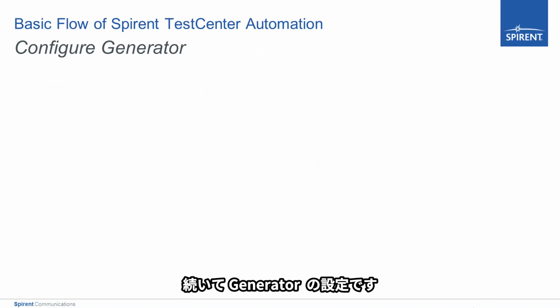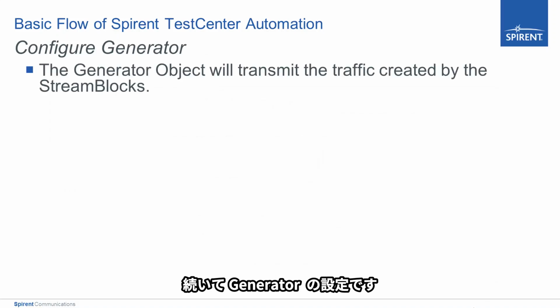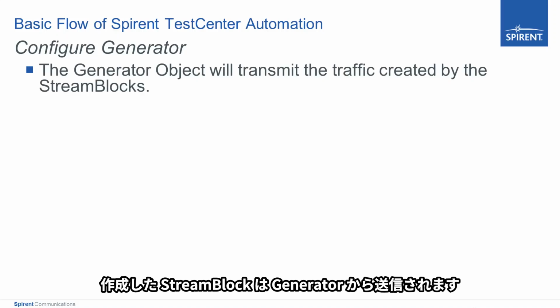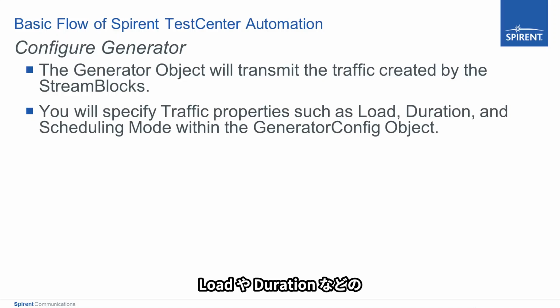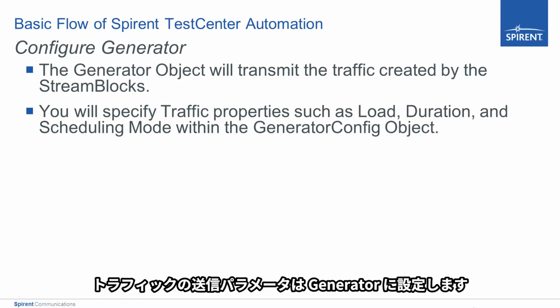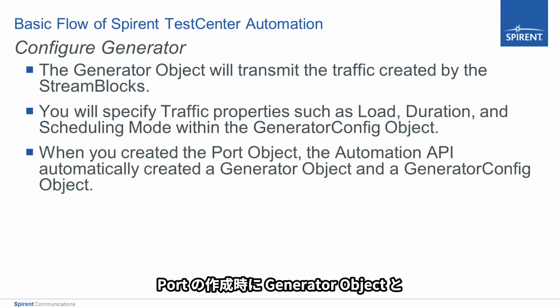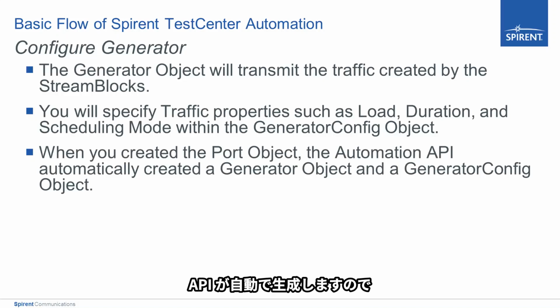Now we will move on to the generator. The generator object will transmit the traffic created by the stream blocks. And you will specify traffic properties such as load, how long you want to run the traffic, and scheduling mode, what kind of scheduling you want, within the generator config object. When you created the port object, the Automation API automatically created a generator object and a generator config object.